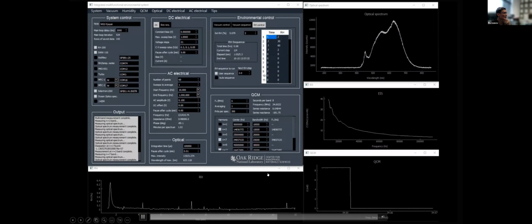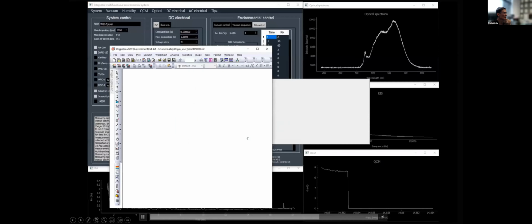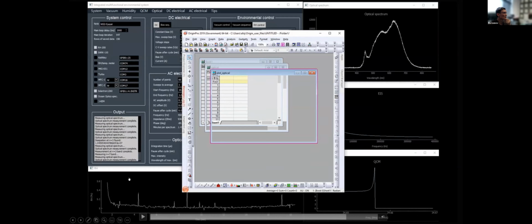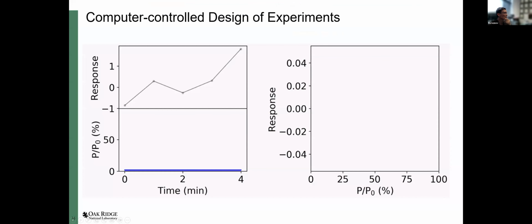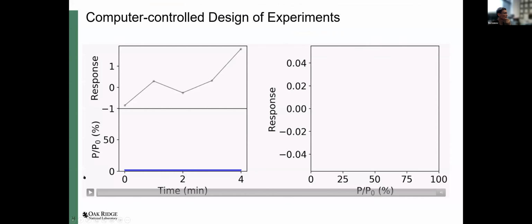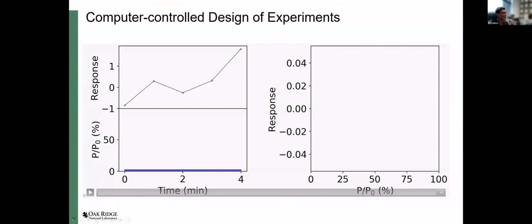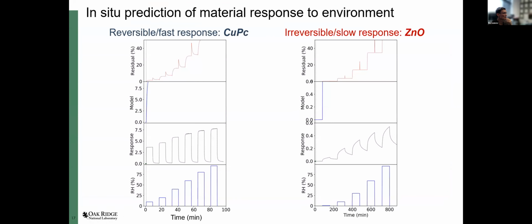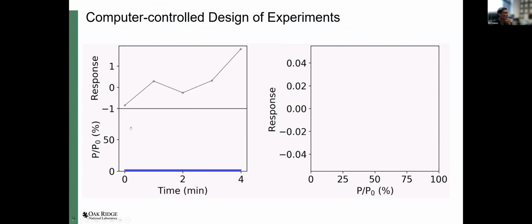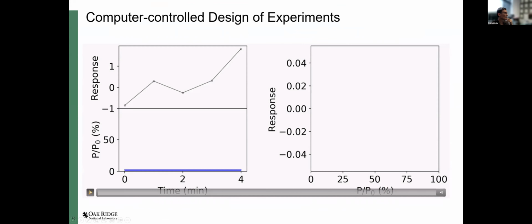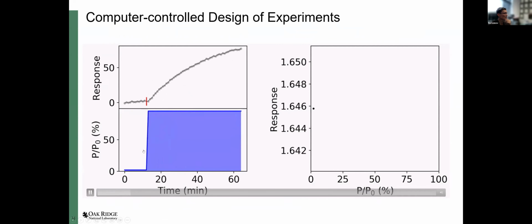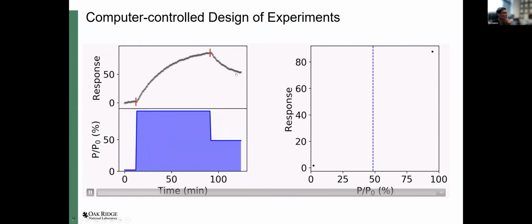we're fitting this data in the background, and at the end of the experiment, which usually lasts over 10, 15 hours, the fitted data and the models are presented to the researcher. What's particularly interesting about the computer-controlled design of experiment is that, rather than running the DOE matrix, we're letting the machine work on the identification and fitting of all the material response.